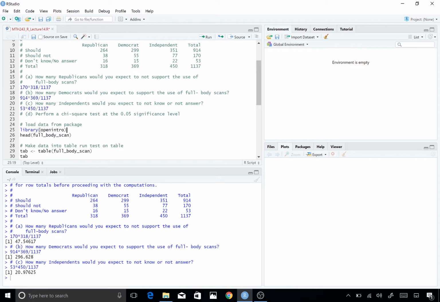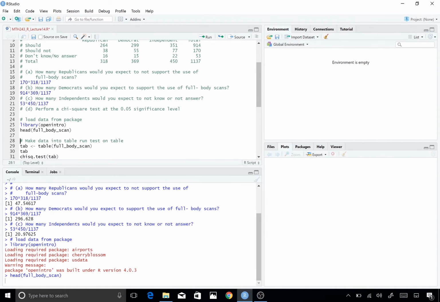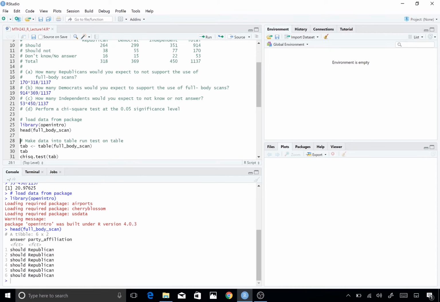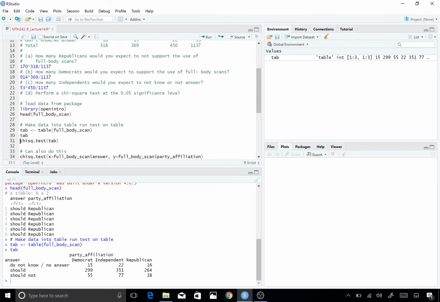The data for this question is in the openintro package. I run the library command and the data looks like this. One variable has their answers, one their party affiliation. So two categorical variables. I can run the table command like this, and I get a table that's similar to what we have up there, but in a different order. The order isn't going to affect anything, so I'll leave this as it is.